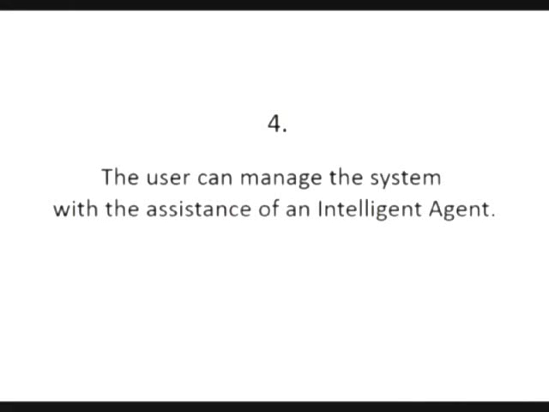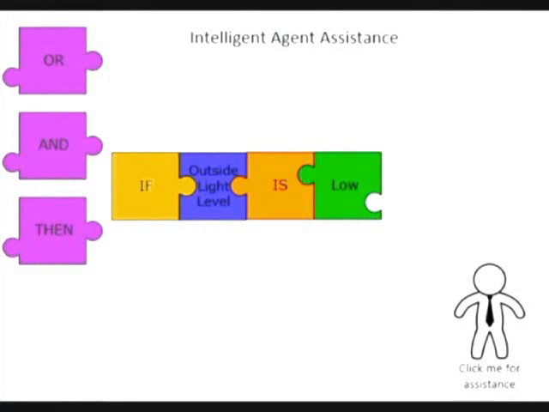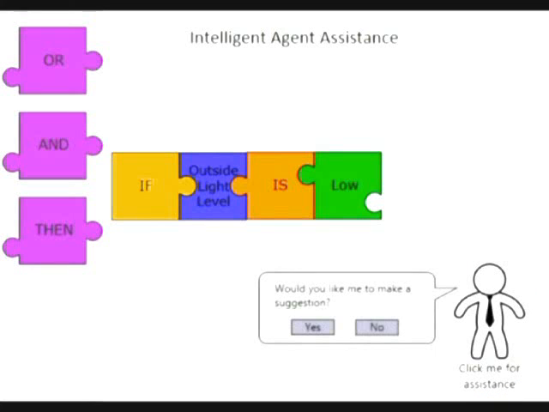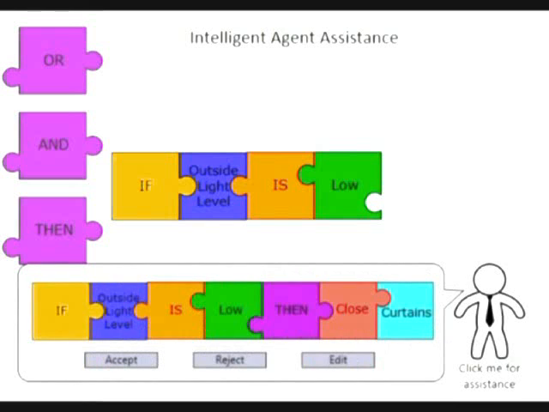The final style of management is for the user to manage the system with the assistance of an intelligent agent. As you can see, we are presented with the same simplified programming interface as before, and the same behavior rule is already half completed. The only difference here is that we have an intelligent agent to assist us. The intelligent agent asks us if we would like it to suggest a complete behavior rule based on what we've already input. And this rule is the same as what we had before. If outside light level is low, then close curtains. We have the option to accept, reject or edit the rule.